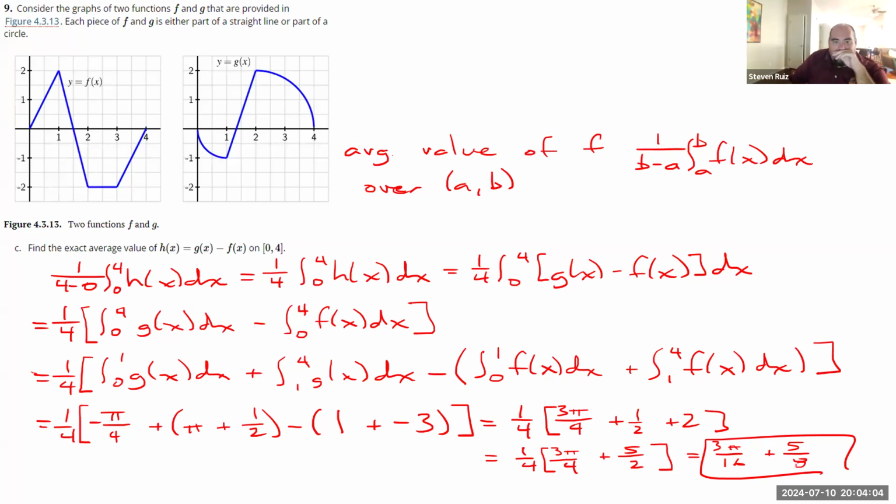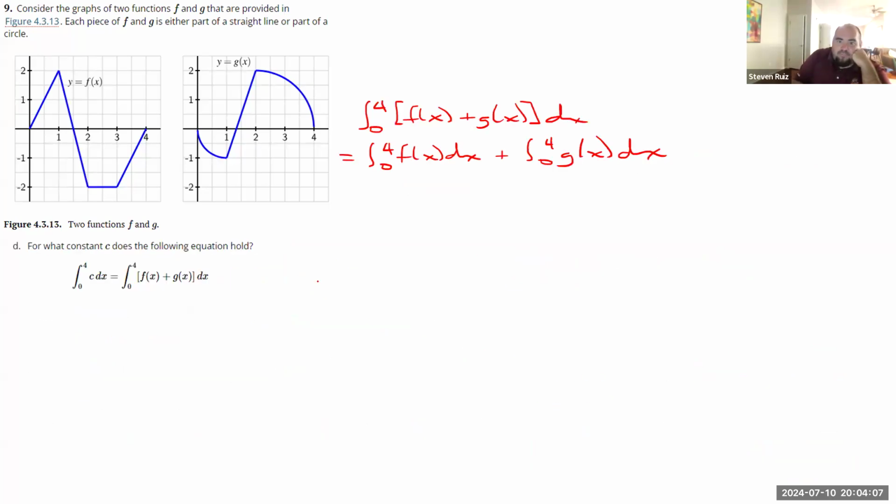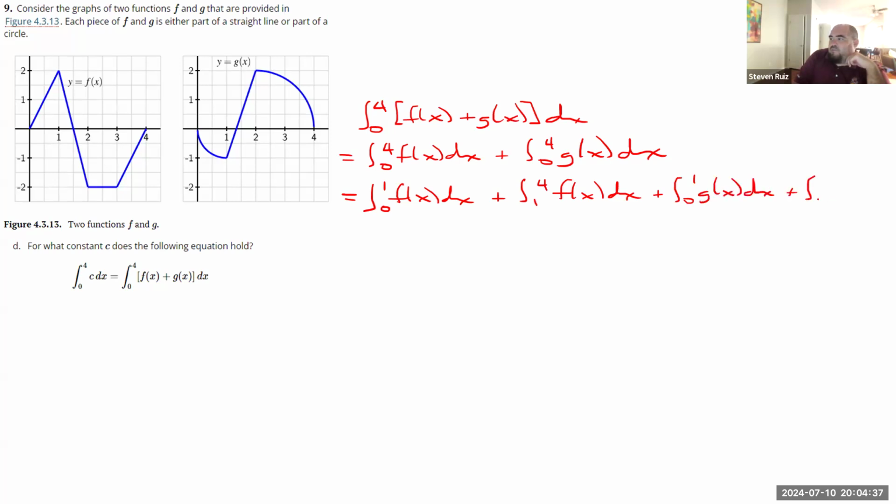Actually, maybe I should slow down a little bit. Yeah, let's break these down in terms of how we handled this for both, first from 0 to 1 and then from 1 to 4. Let's do that same decomposition here. So the integral from 0 to 1 of f of x dx plus the integral from 1 to 4 of f of x dx plus the integral from 0 to 1 of g of x dx plus the integral from 1 to 4 of g of x dx. So these are all pieces we found. Let's go ahead and drop those in.